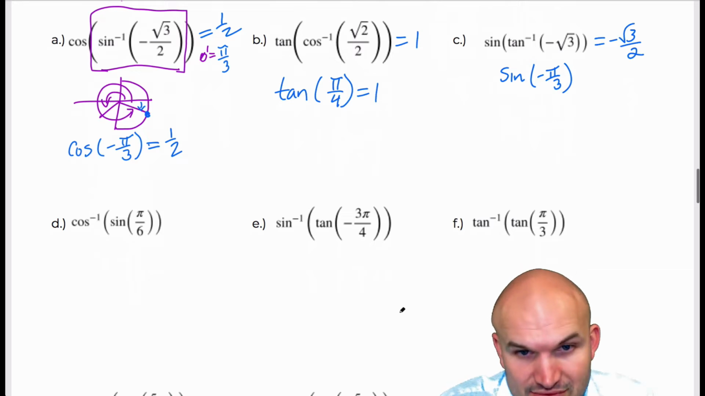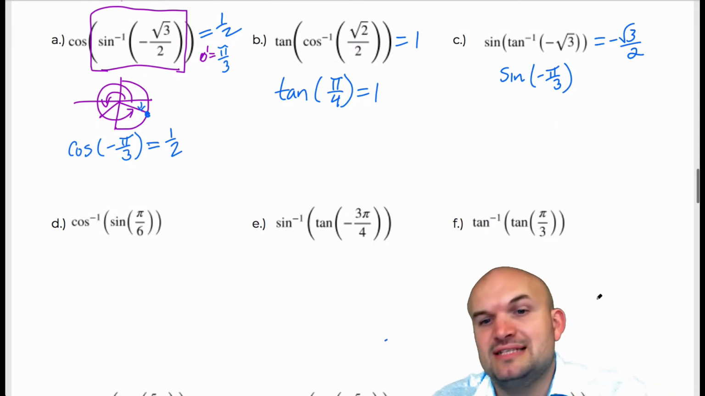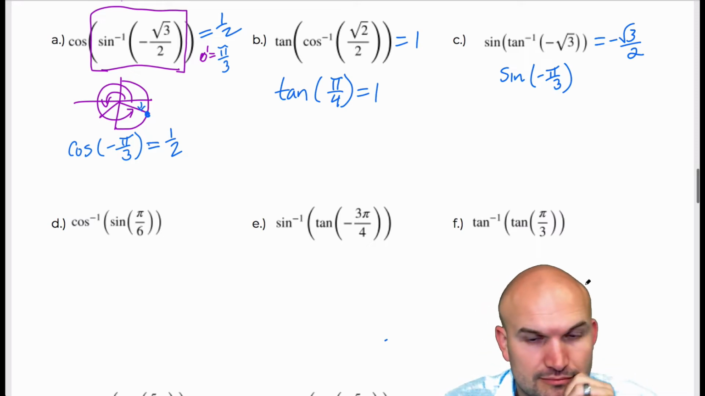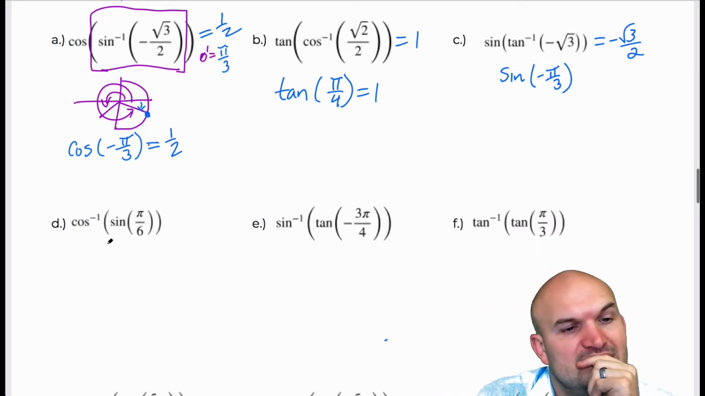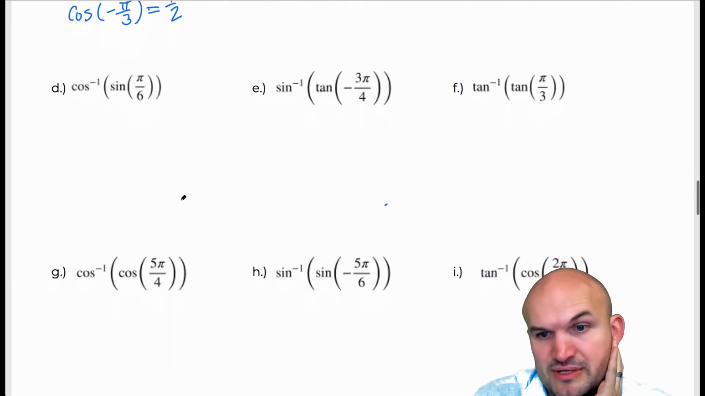All right, so now in this round, basically what we have now is the angle first, and then we're going to take the inverse of it. So in this one, we have sine of pi over 6.